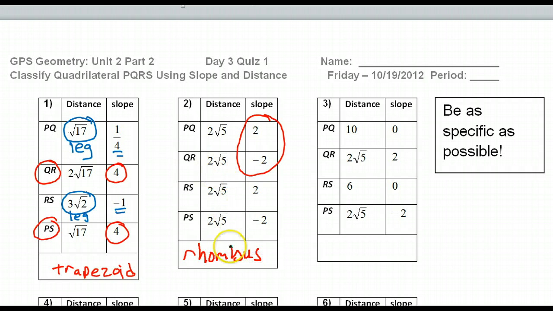Okay, so everyone should have had rhombus for number 2. You see all the sides are the same, but they're not perpendicular looking at the slope. If you put square, that's why you lost points, because it's not opposite reciprocal. That's what it takes to be a square. Okay, let's move on to number 3.